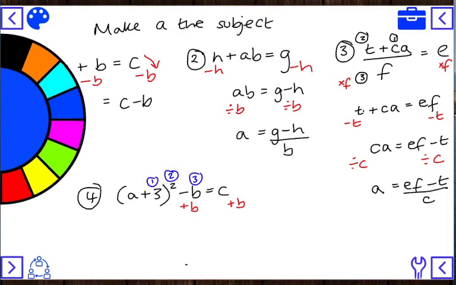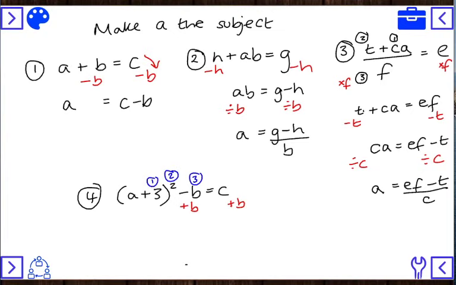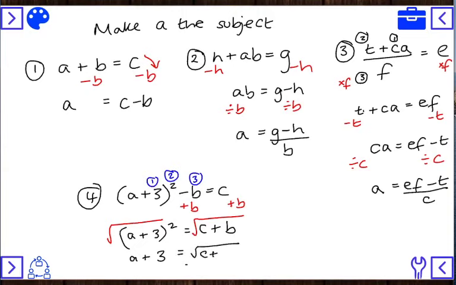Negative B add B is 0, so it's going to leave me A plus 3 all squared is equal to C plus B. Step 2 was square, and we saw in the previous examples that to undo squared, we take the square root. So I now need to take the square root of each side. Because I'm taking the square root of something that's been squared, it basically just leaves me A plus 3. And on the right hand side, the square root of C plus B.